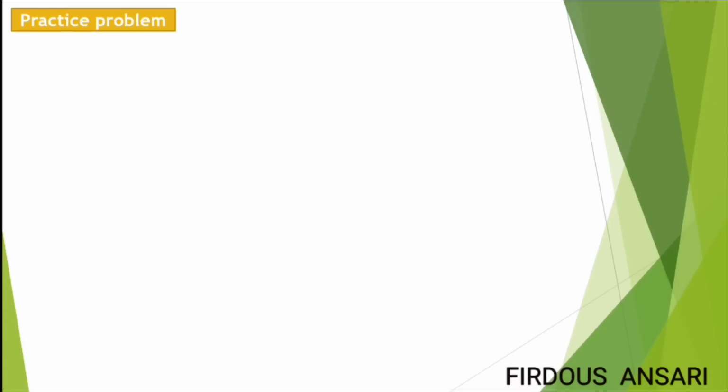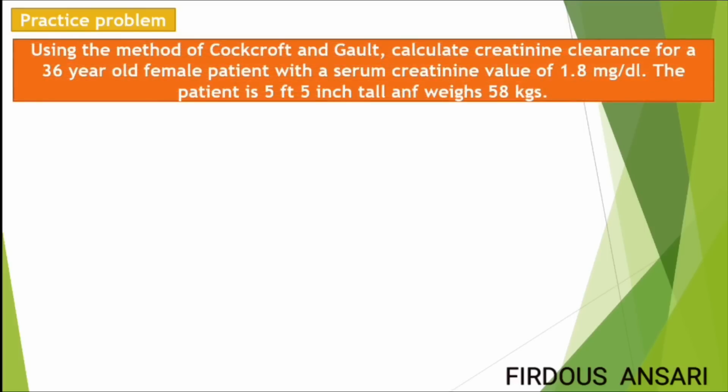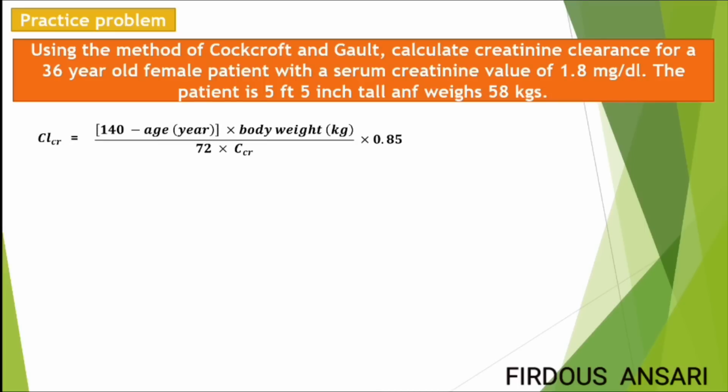And another practice problem we'll have: using the method of Cockcroft and Gault equation, calculate creatinine clearance for a 36-year-old female patient with a serum creatinine value of 1.8 mg per deciliter. The patient is 5 feet 5 inch tall and weighs 58 kgs. Okay, so 58 kg means the patient is not obese. No need of calculating the ideal body weight, but the gender is female, so we need to add the factor for female, that is into 0.85.